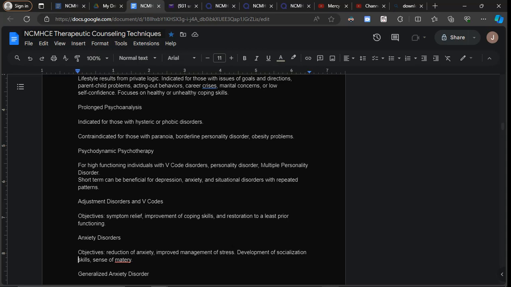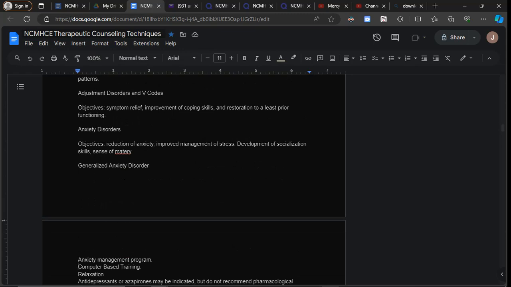Adjustment disorders, objectives: symptom relief, improvement of coping skills, and restoration to at least prior functioning. Anxiety disorders, objectives: reduction of anxiety, improved management of stress, development of socialization skills, sense of mastery.